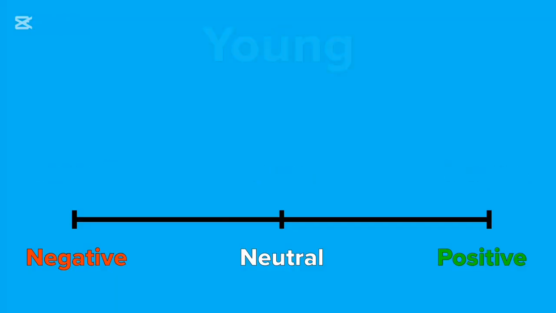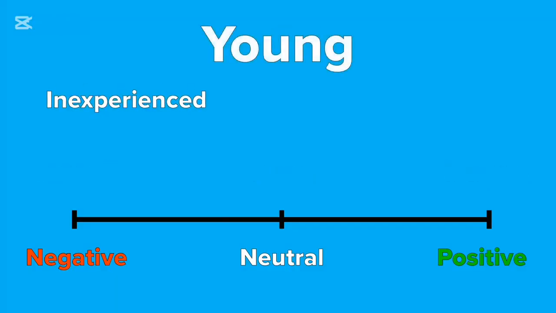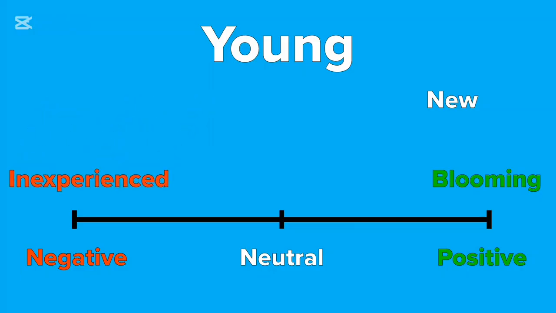Let's look at one more example. The word young. We have inexperienced, blooming, and new. These synonyms have different connotations, so let's talk about them. Blooming would fall more on the positive scale because when I hear the word blooming, I think of fresh and upbeat. Inexperienced is more of a negative connotation. It gives the idea that somebody might not be as skilled at something. New falls in the middle of our scale because it's not positive or negative. It's just new.